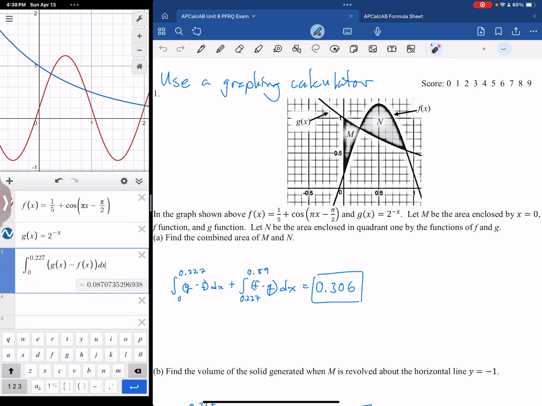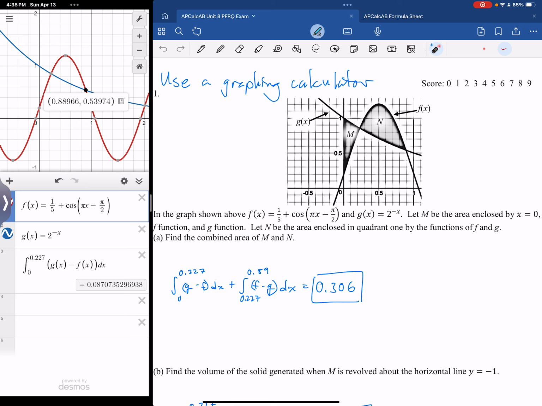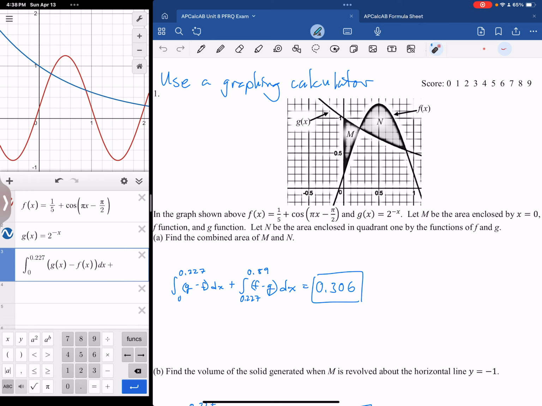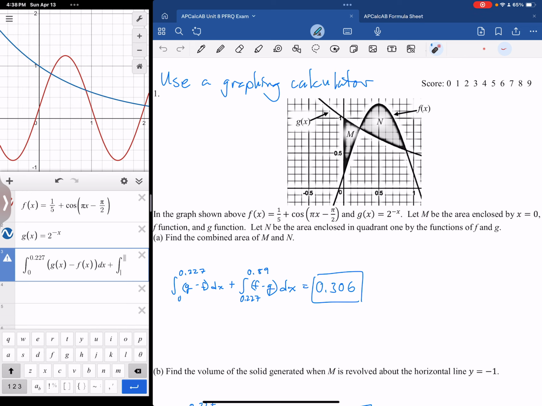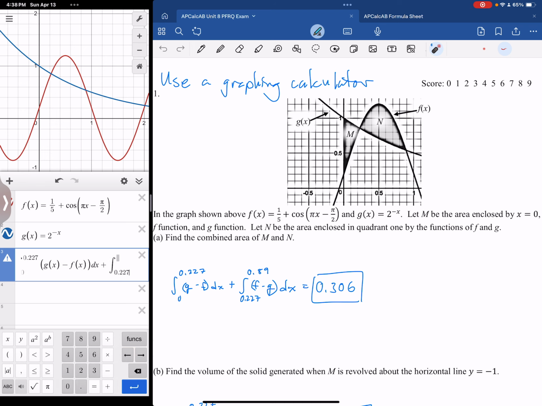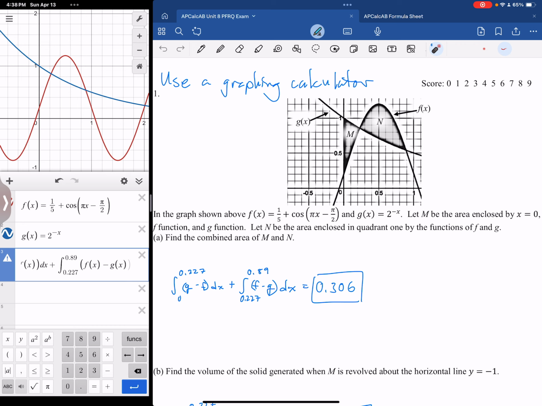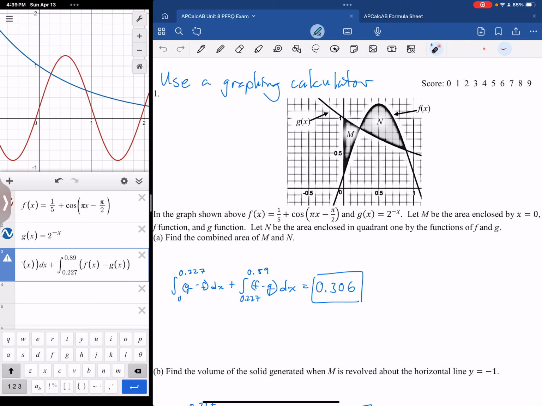Now that's not all. I also want to add the area of n. So I'm going to do the same thing, but then I would have to tap this spot right here to find the other point of intersection. So here we go. It would look like this, plus int, and then we have 0.227, and then 0.89, and then my integrand, we have f of x minus g of x, close that parenthesis, and then we have dx. Boom shakalaka, you got your answer.